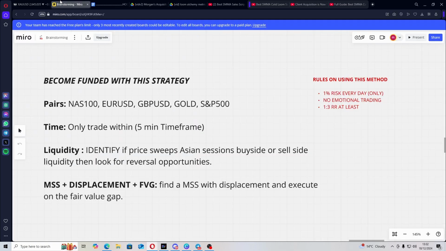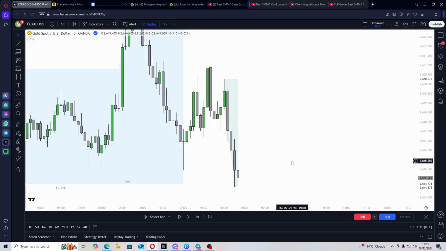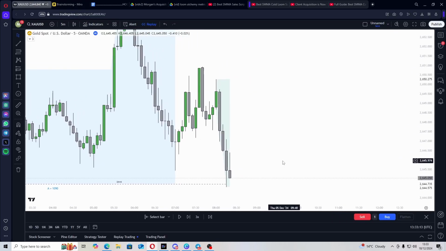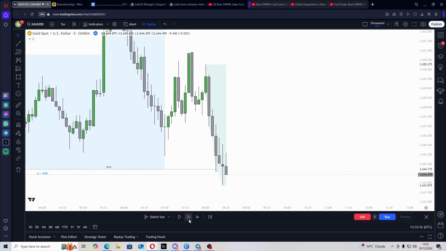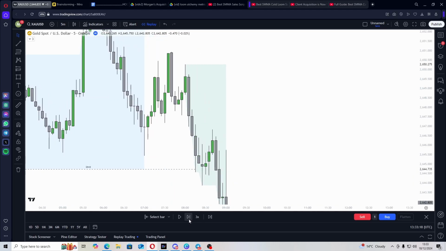What we need to do next is very, very important. We need to find the market structure shift, find the displacement, and then we can execute on the fair value gap. So what we need to do now is find the market structure shift towards the upside. So what we need to do, play price forward. We're just looking for a market structure shift towards the upside.